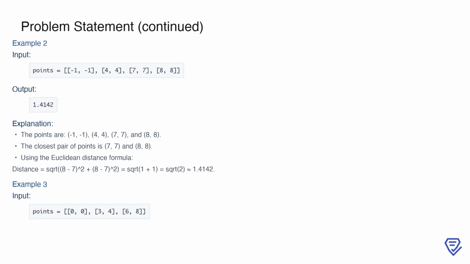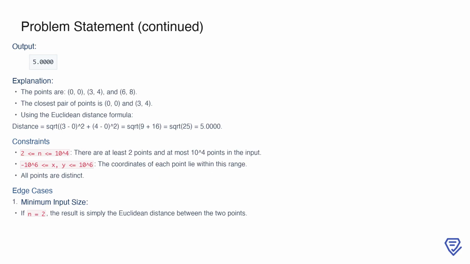Additionally, consider a third example where the points are (0, 0), (3, 4), and (6, 8). For the third example, the closest pair of points is (0, 0) and (3, 4). Using the Euclidean distance formula, we calculate the distance as the square root of the sum of the squared differences in their x and y coordinates. Specifically, this is the square root of (3 - 0) squared plus (4 - 0) squared. Simplifying further, we get the square root of 9 plus 16, which is the square root of 25. The result is exactly 5.0000 when rounded to 4 decimal places.